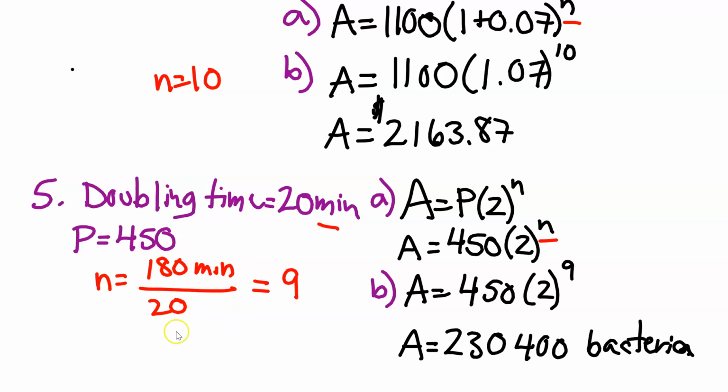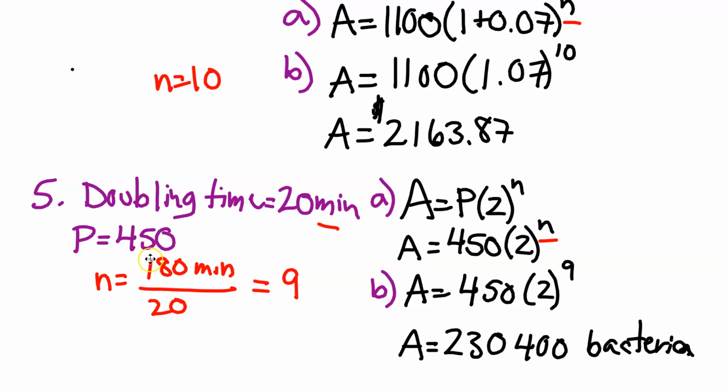This is a little bit tricky because the doubling time is given to us in minutes, but they give you the total time in hours. So you have to make sure that those things agree. So you've got to change them. I changed 3 hours to be 180 minutes.